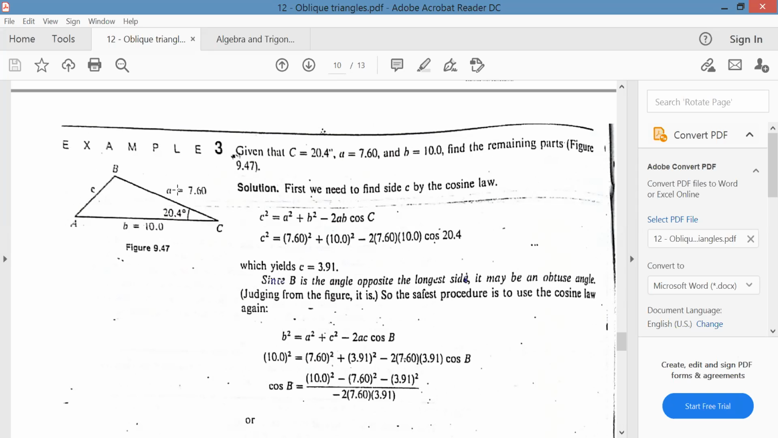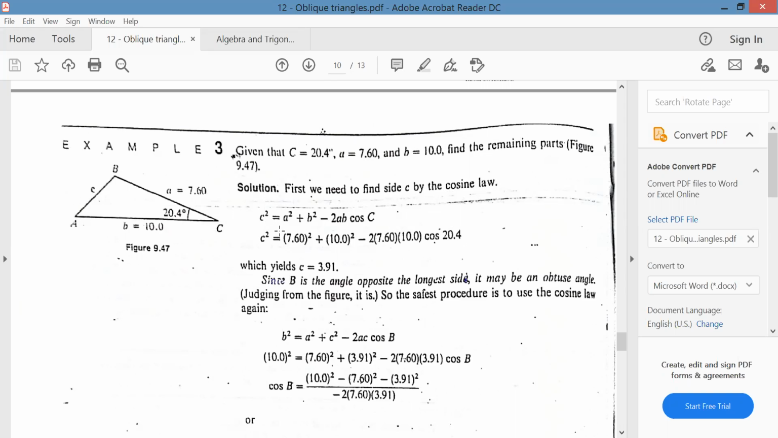Now, this angle we have right now calculated is 20.4 degrees. No, I think C is given to you. And we have, okay, first we'll be applying the cosine law.